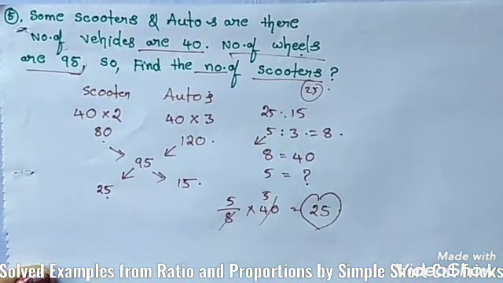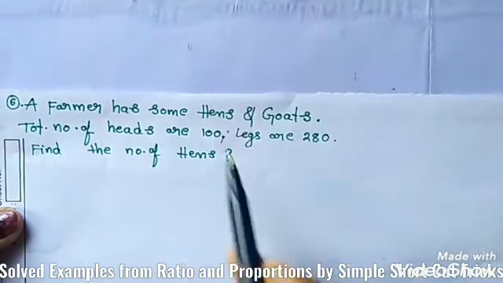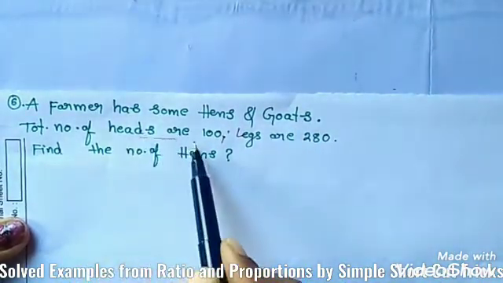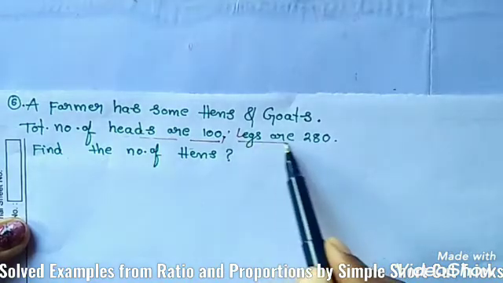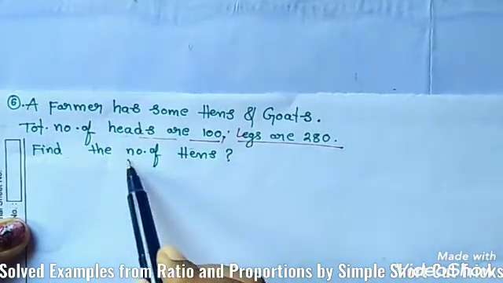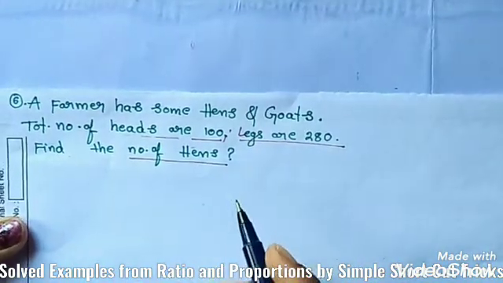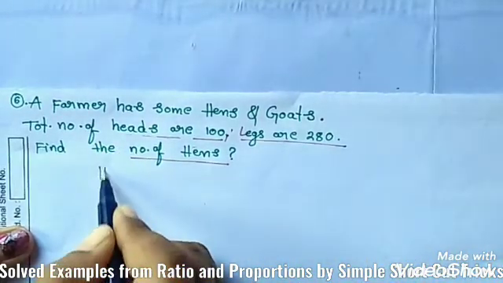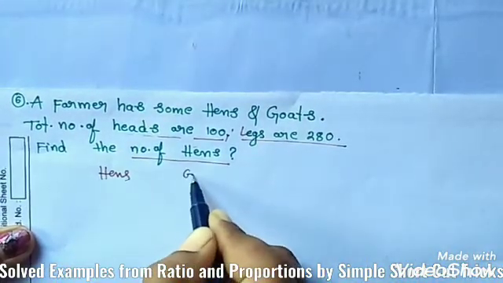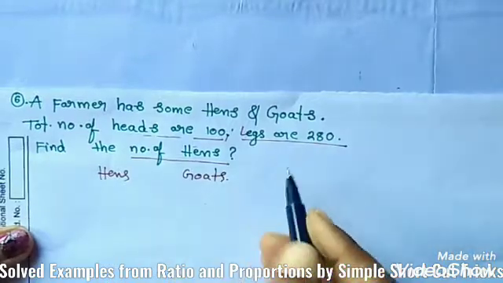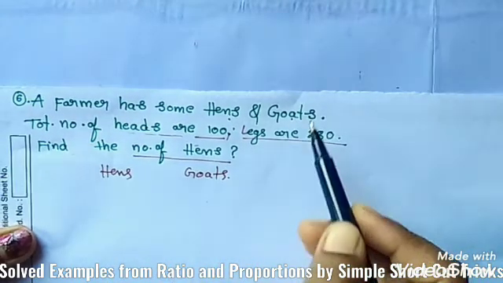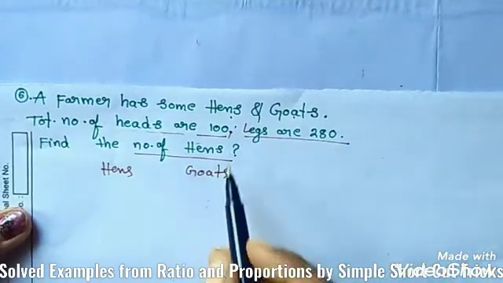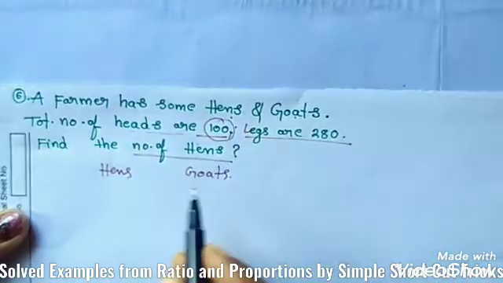Let us see question number 6. A farmer has some hens and some goats. Total number of heads are 100. Total number of legs are 280. Then find the number of hens here. Okay, you have to see this question carefully. Hens and goats. A farmer has hens and goats. The number they didn't give separately, but the total number they have given, 100.